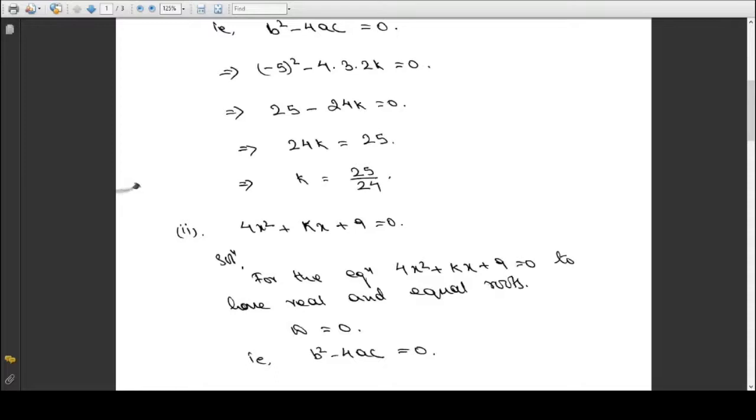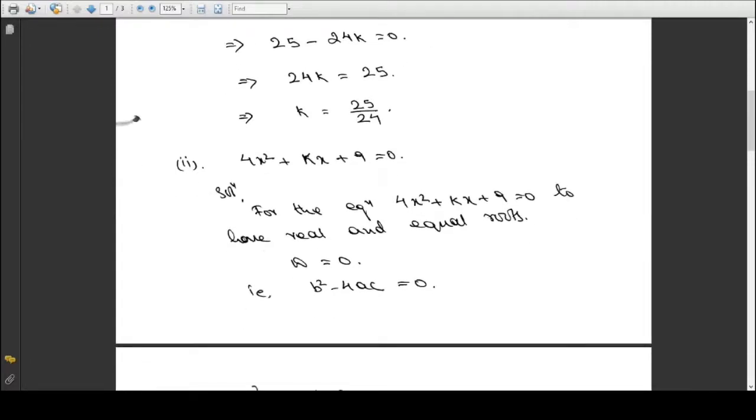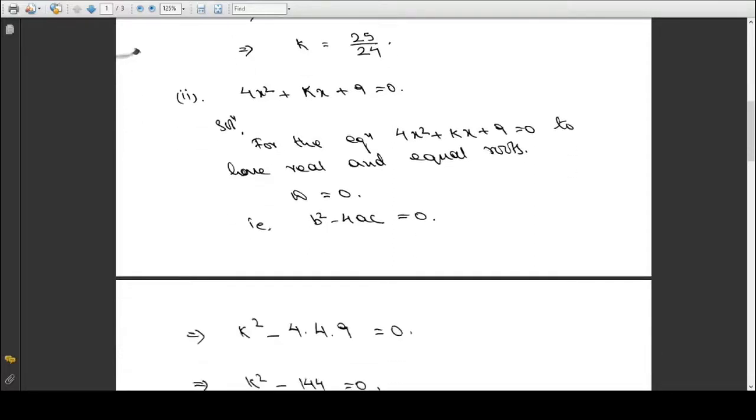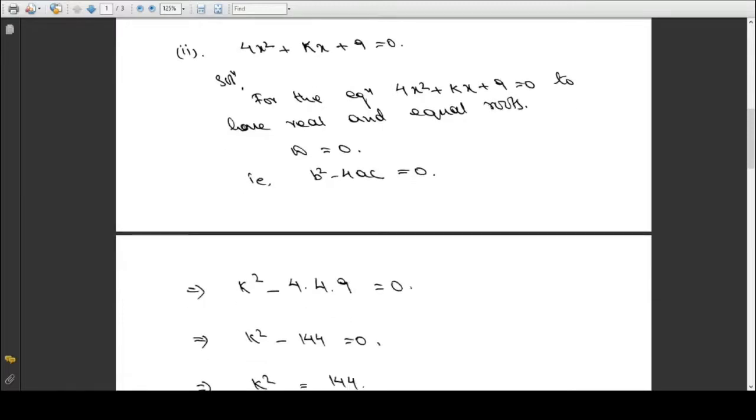Okay, now the next one, here also same thing. For the given equation to have real and equal roots, discriminant should be 0. That is, b square minus 4ac should be 0. What is b? b is k. What is a? a is 4. What is c? c is 9. That is, k square minus 4 times 4 times 9 equals 0. k square minus 144 is 0.